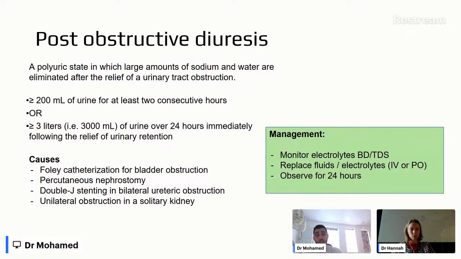How do you manage it? It's simple. You basically just need to monitor the patient, monitor their electrolytes. So either do this twice a day or 3 times a day, and monitor their urine output as well, of course. Any fluids that they do lose or electrolytes, they need to be replaced for obvious reasons. So if necessary, then that can be done IV via a drip, or it can be done orally if it's not too big of a loss.